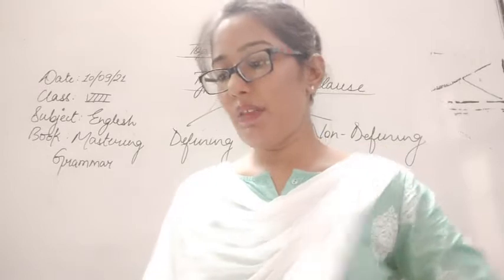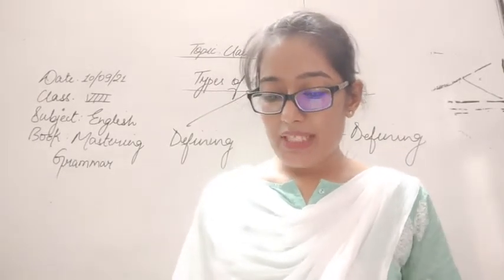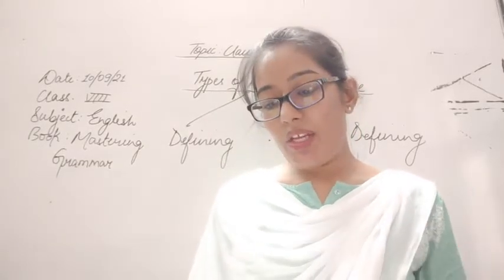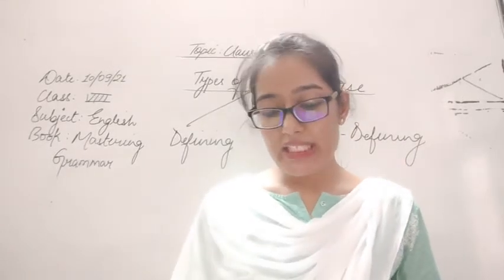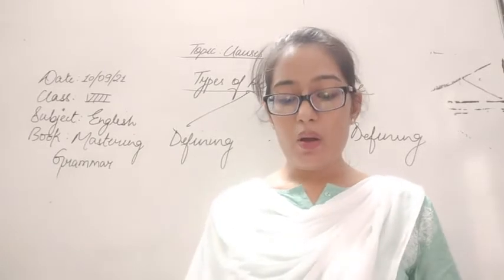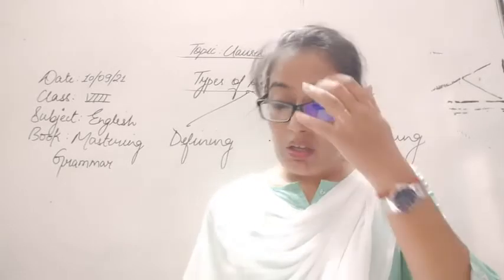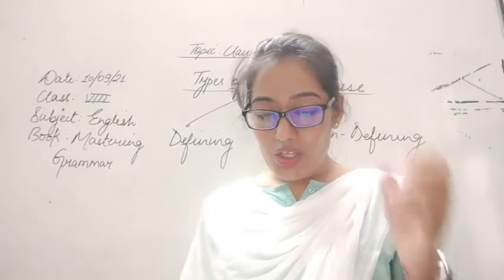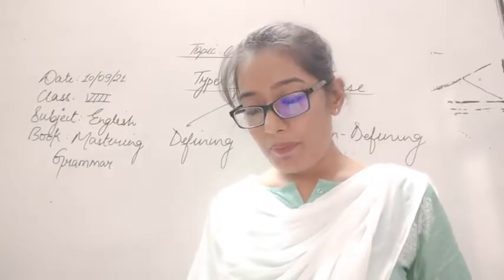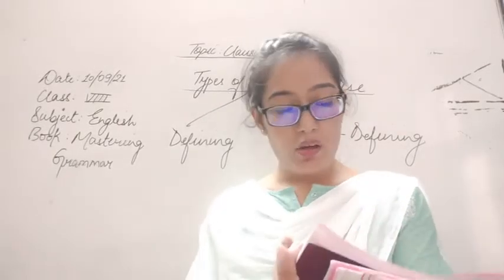For example, she is looking for the girl who lives in the new house. Or, we went to a shop which sells grocery items. In the above sentences, the clause who lives in the house indicates which girl. The clause which sells grocery items indicates which shop. This type of relative clause is called a defining clause.